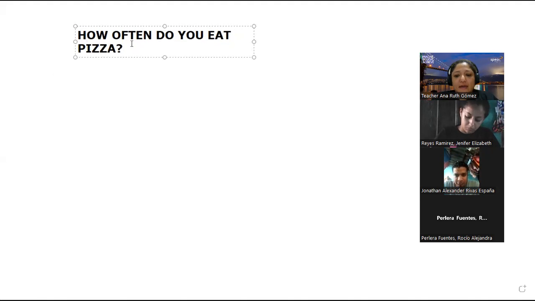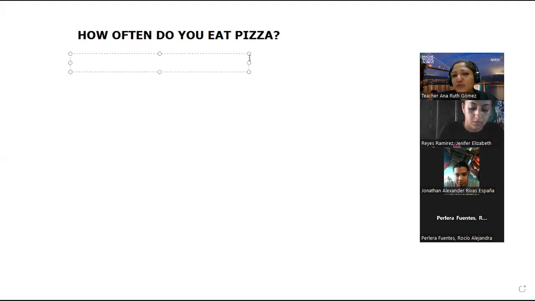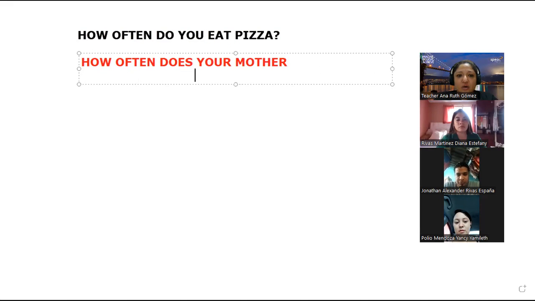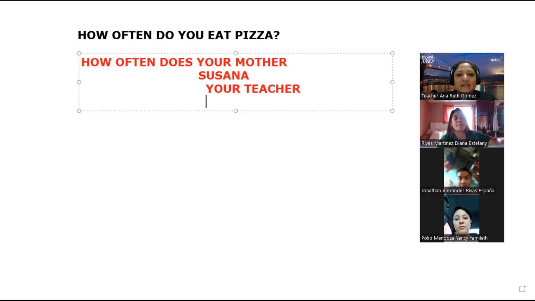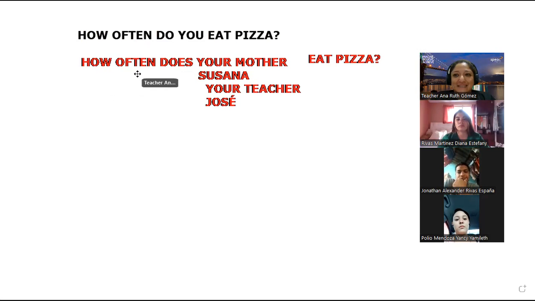How often do you eat pizza? How do you answer this question? What is the third person singular? Think about a possibility. So it will be how often. The auxiliary is not going to be do. The auxiliary is going to be does. And now I want a subject. You can say, for example, your mother, your father. How often does Susana? How often does your teacher? How often does Jose? And you finish the question. For example, how often does your mother eat pizza? That's what I want you to do. Transform the questions to third person. The question is not going to be how often do you, but how often does. Is it clear?